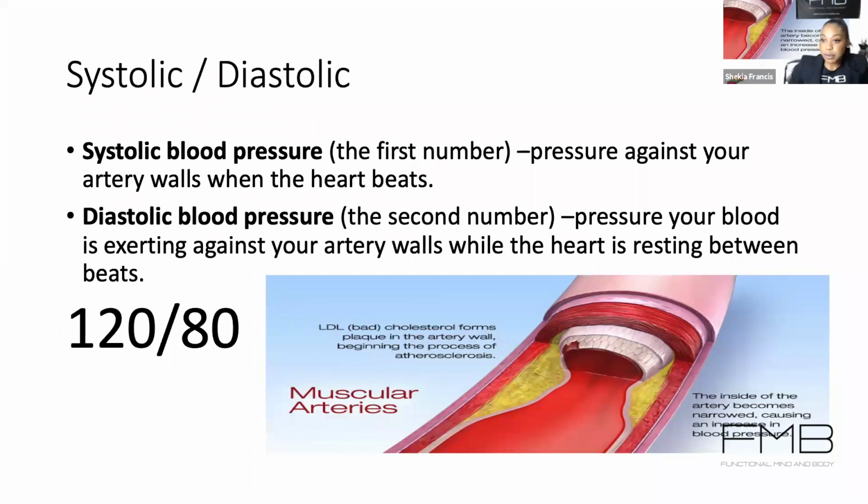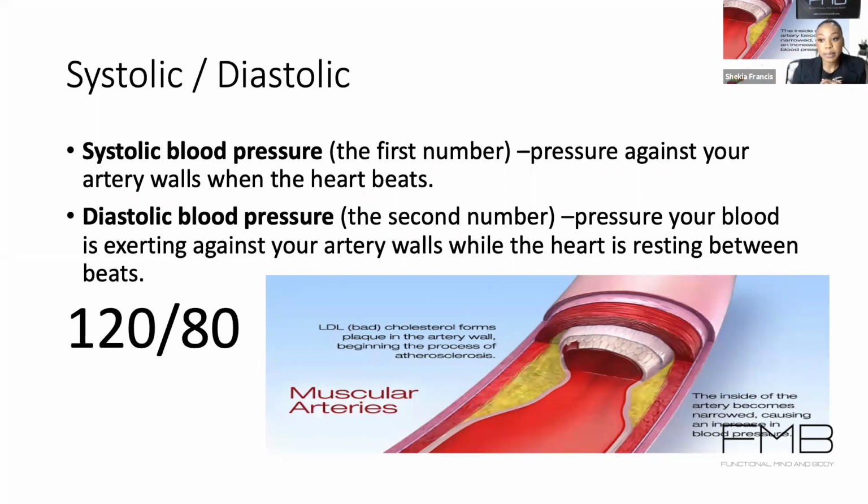We measure blood pressure with two numbers. For example, 120/80. The first number is called the systolic blood pressure and the second number is called the diastolic. Whenever you're looking at your machine and you see those two values, it's systolic blood pressure over diastolic. Think of S over D.